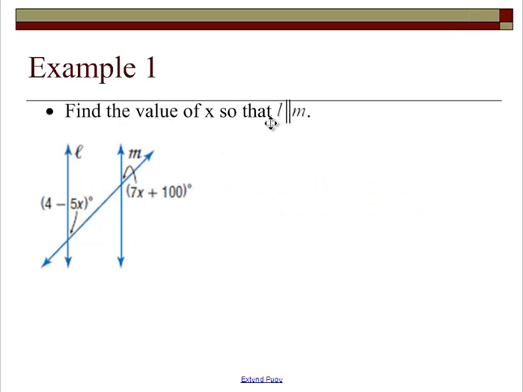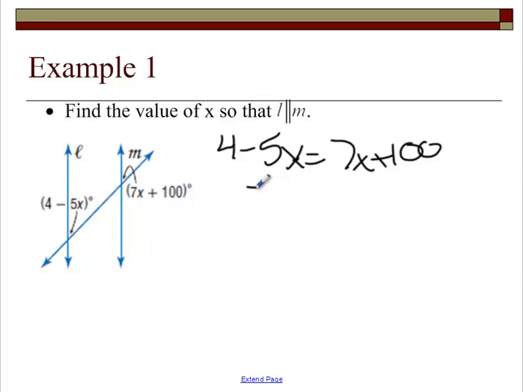So find the value of x to make L parallel to M. Alright, which means find x so that these angles, because they're in the top right corner and the top right corner, meaning corresponding, find x so that the angles are congruent. If I know that the angles are congruent, then the lines are parallel. So, since they're corresponding, we want to set them equal to each other.